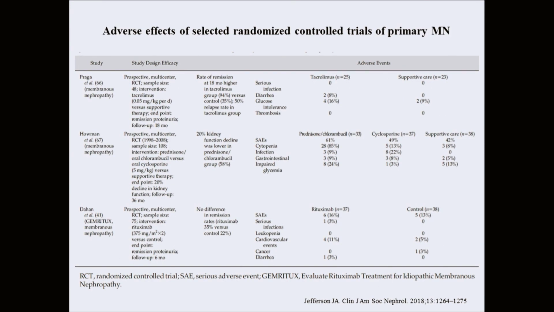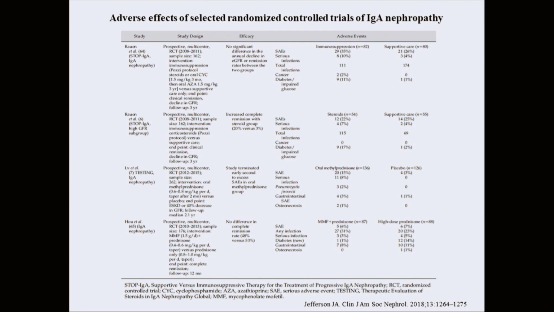And in a study by Jefferson et al., which was published in Clinical Journal of American Society of Nephrology, documented the adverse effect of selected randomized controlled trial of primary membranous nephropathy. I am not going through details. And this is another one in patients with IgA nephropathy.